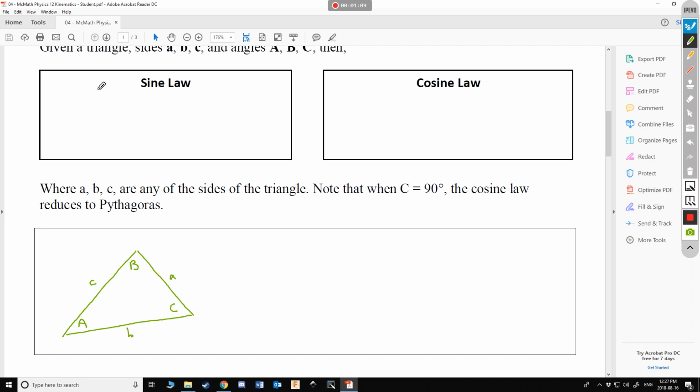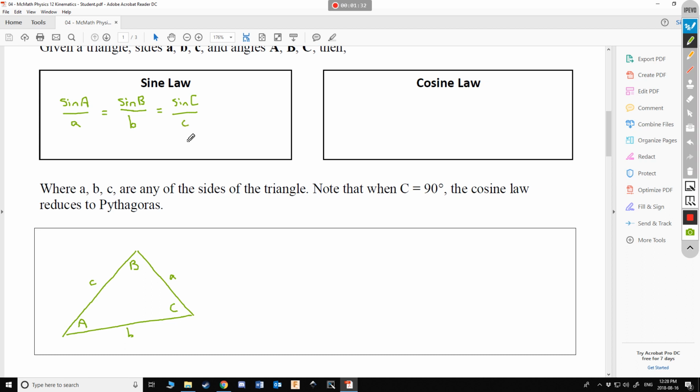So sine law is given as sine of an angle divided by its corresponding length is equal to the sine of one of the other angles divided by its corresponding length, and then finally we have sine C over c as well.